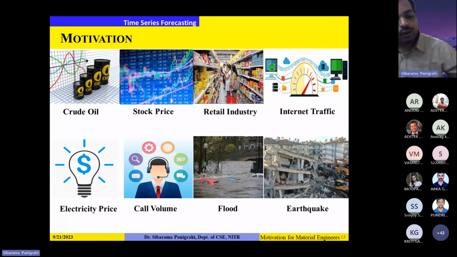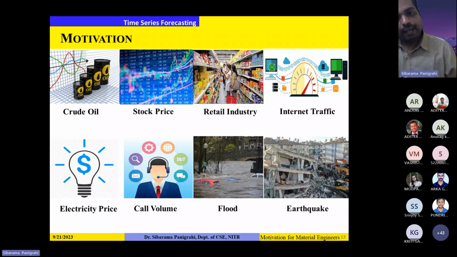If you can predict the call volumes in a call center, accordingly you can schedule staff. If at a particular time the call volumes are larger, then more staff will be there to attend the calls, right? Similarly, if you can predict natural disasters like flood, earthquake, tsunami, then you can make mankind prepared for those events.